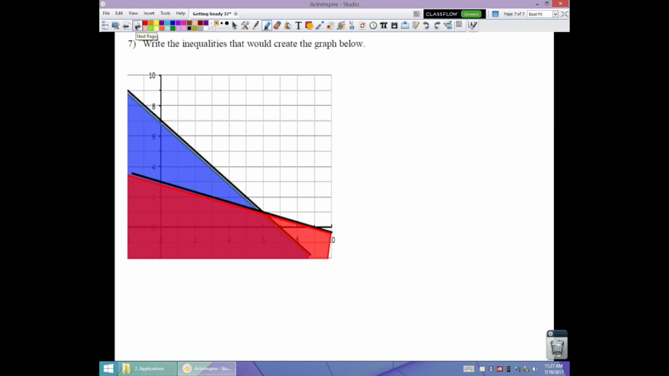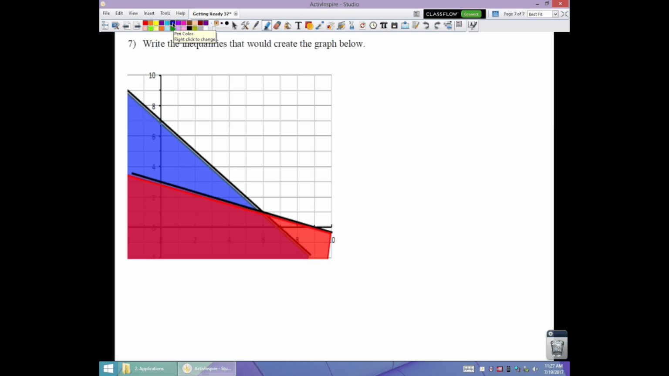And last one, we have a graph already completed, and we want to come up with the system of inequalities that would result in that graph. So first, ask yourself, how many inequalities will it be? Is it 3 like the last two problems we did? Well, there's only 2 lines on the graph, 2 different colors of shading, so there will only be 2 inequalities, a blue one and a red one. So let's look at that blue one first.